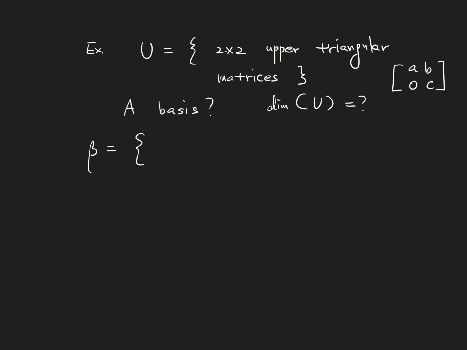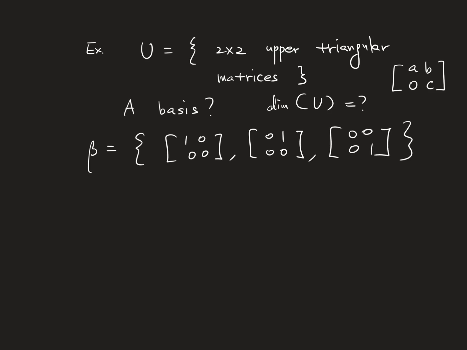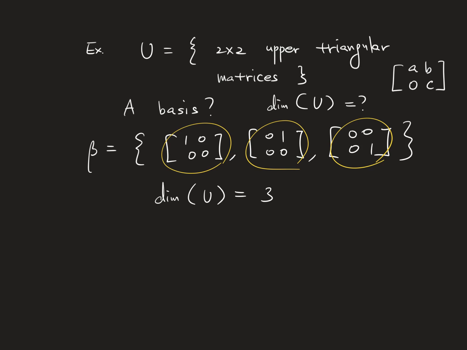So the basis will be 1, 0, 0, 0, and 0, 1, 0, 0, and 0, 0, 0, 1. This will be a basis of this vector space, which is upper triangular matrices. And so the dimension of U will be 3 because we have 3 vectors. Well, I'm calling this just a vector because it's an element in a vector space, but you can call it just a matrix because this is a matrix space.